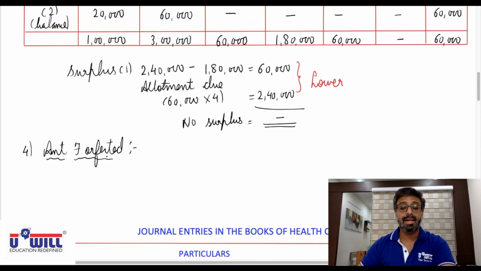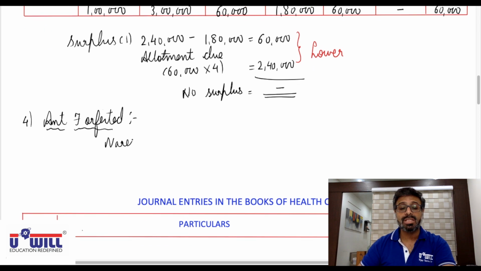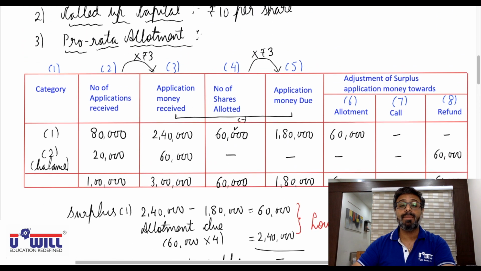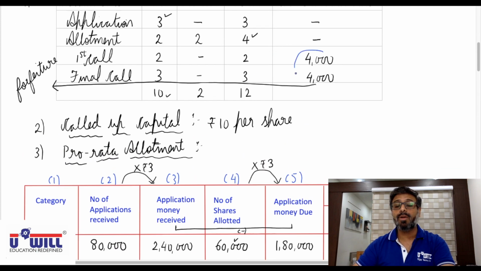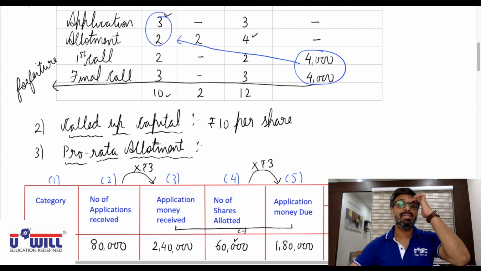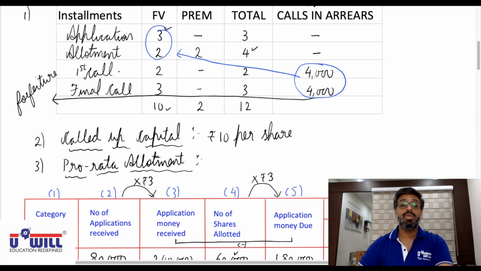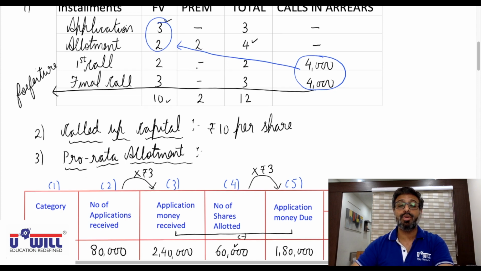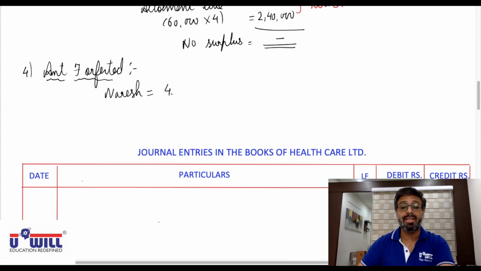So how will we find it in the usual way for Mr. Naresh? Cross multiply. What do we cross multiply? This 4,000 you will cross multiply with 3 plus 2, 5 rupees. On 4,000 shares he has not paid first call and final call, so whatever he has paid will be forfeited. What has he paid? Application 3 plus allotment 2, 5 rupees. So cross multiply, traditional method: 4,000 shares into 5 rupees is what he has paid. That is 20,000.